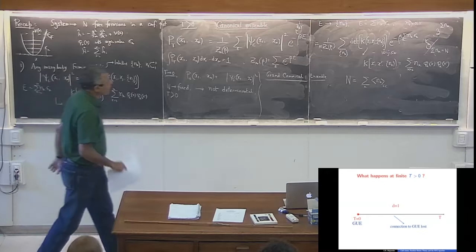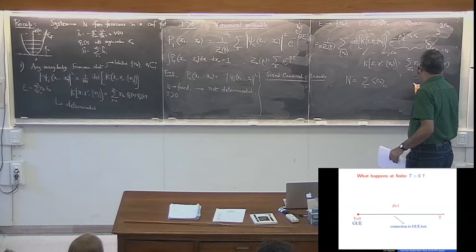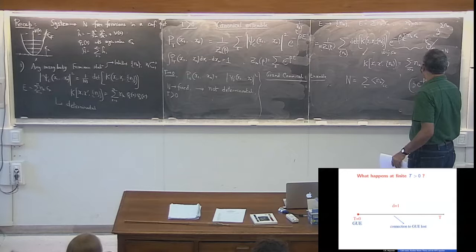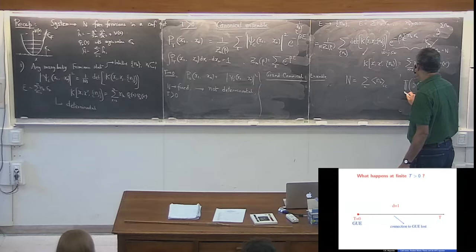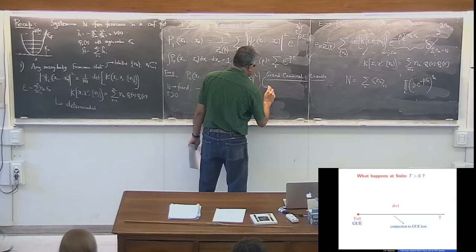But the main point is that once you work in the grand canonical ensemble, that is, if you put z to the power nk, then you see that this weight you can write as z e to the power minus beta epsilon k, to the power nk, product over all k. Okay, and this requires some steps to show. Then you can show that in the grand canonical ensemble, the process is determinantal again.